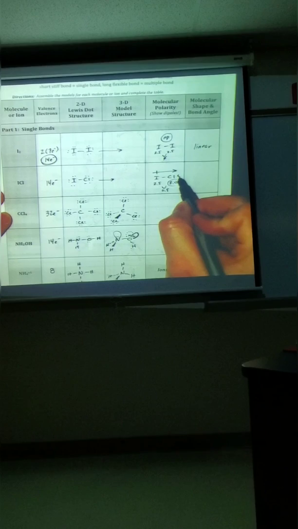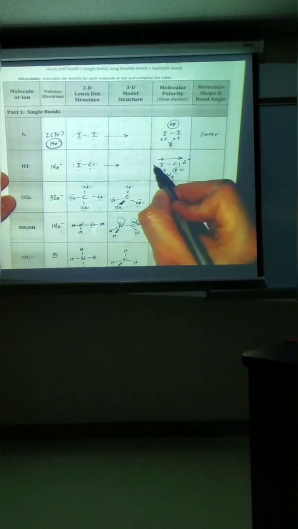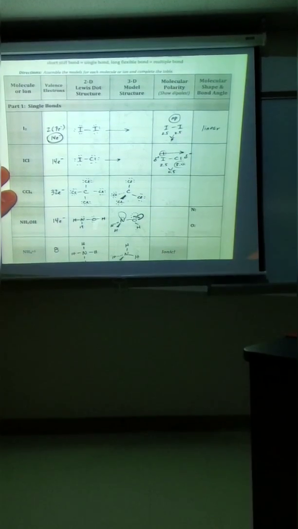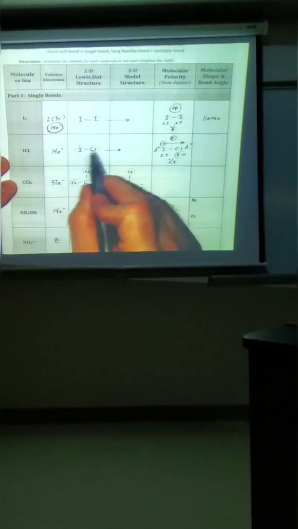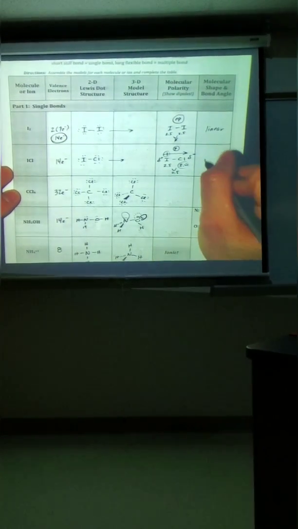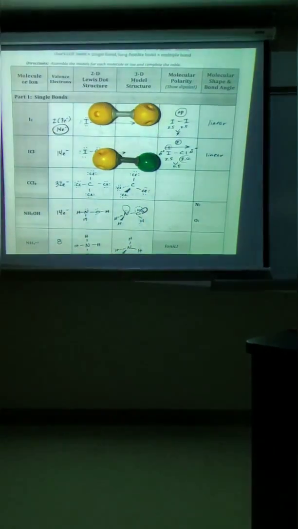It feels partially negative because it's so electronegative. Iodine feels partially positive because it's on that positive side of the dipole, and that makes it polar. Still, the shortest distance between 2 atoms is a straight line. So those were linear. And we showed those earlier. They look like these.